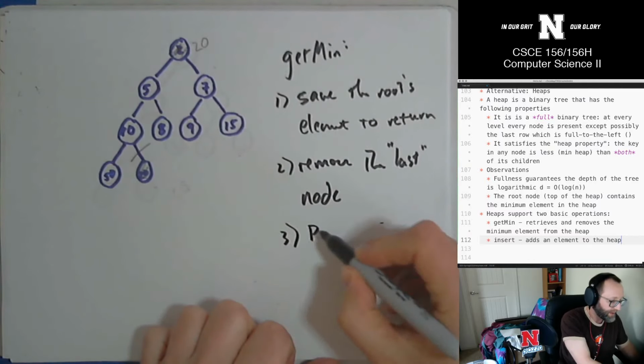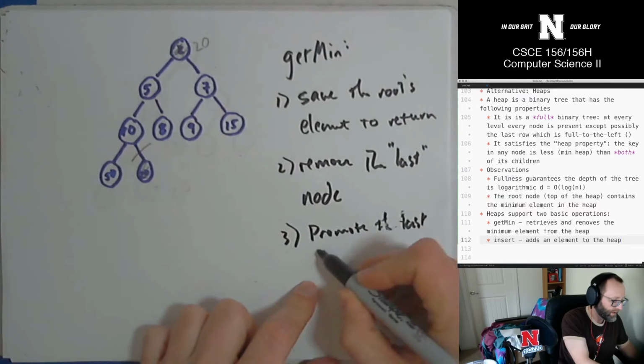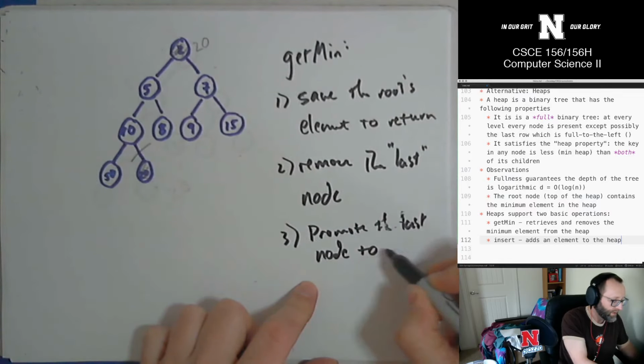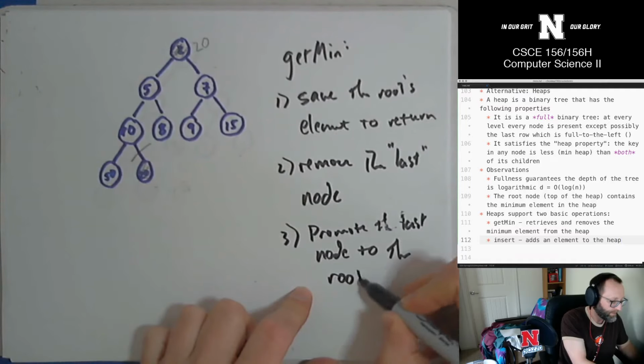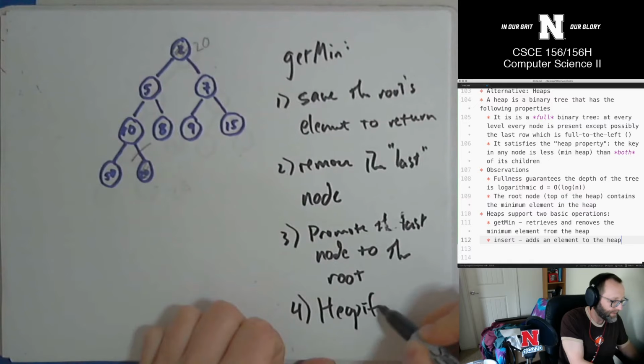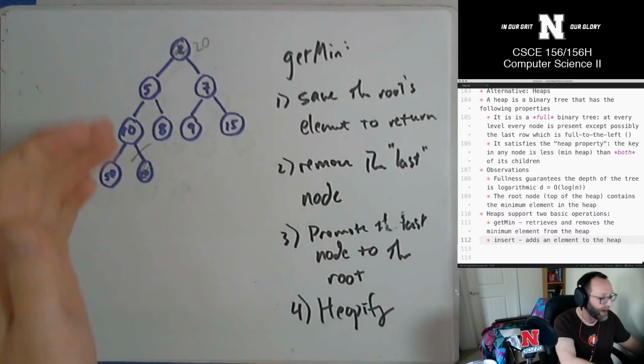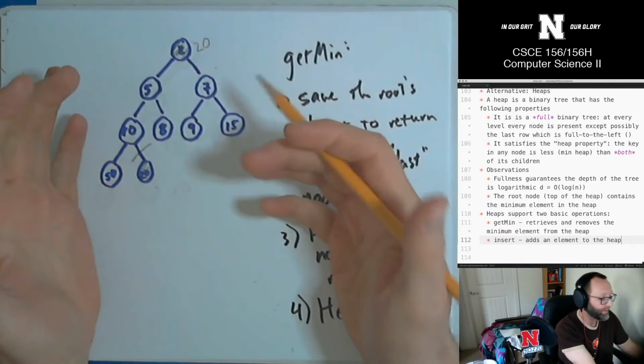So what I can do is, this is step 1, step 2, promote. I will promote the last node to the root. Then step 4, I will heapify it. Right, very technical term. Heapification simply means pushing 20 down until it's where it needs to be, pushing it down until the heap property is satisfied.